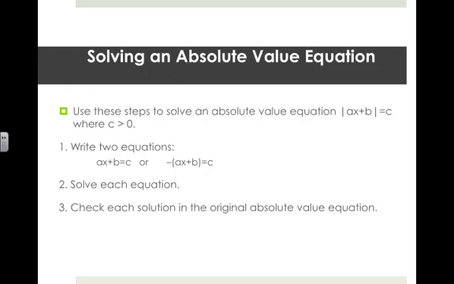Use these steps to solve an absolute value equation, absolute value of ax plus b equals c, where c is greater than 0. Write two equations, ax plus b equals c, or the opposite of ax plus b equals c. So negative of the quantity ax plus b equals c, because we have to go in both directions. That's why we have the two parts. And then you're going to solve each equation. Check each solution in the original absolute value equation.